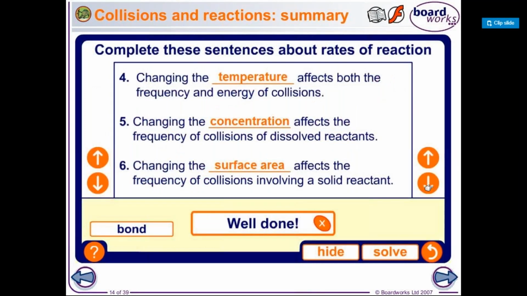So you can check yourself and complete the sentences about rate of reactions. Changing the temperature affects both the frequency and energy of collisions. Changing the concentration affects the frequency of collisions of dissolved reactants. And changing the surface area affects the frequency of collisions involving a solid reactant.